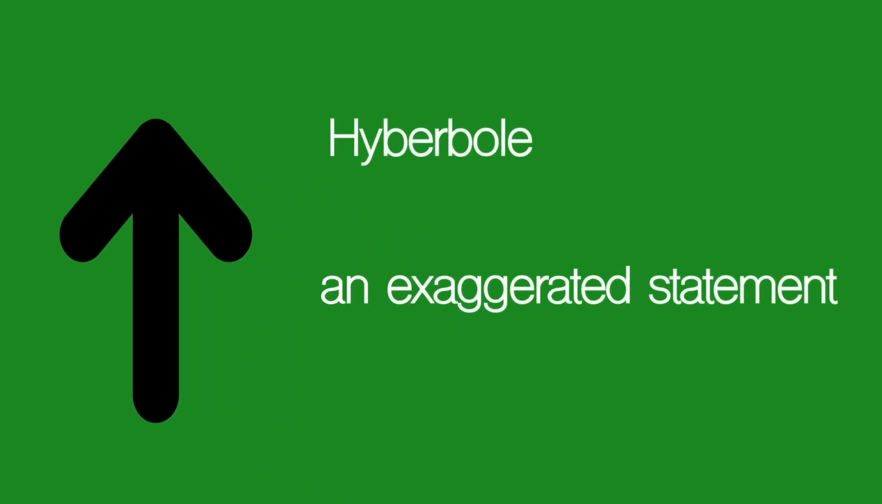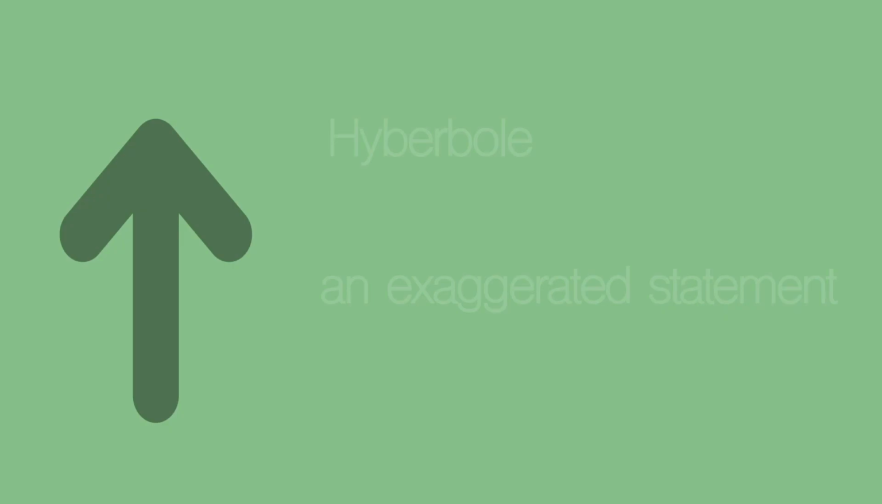Next, we have hyperboles. A hyperbole is an exaggerated statement used for comedic purposes, used to emphasize a point. An example of this would be, that event took 5 million years. This is clearly exaggerated, but it helps prove the point that the event took a very long time. Using hyperboles in a character's speech can help them sound funnier if that's what you're going for.